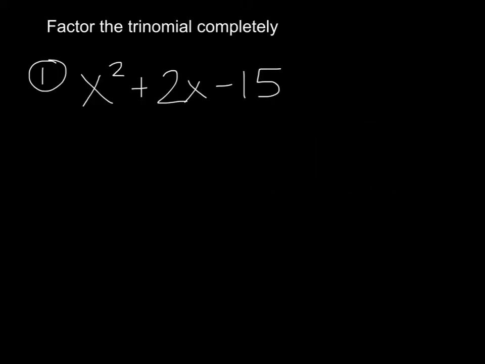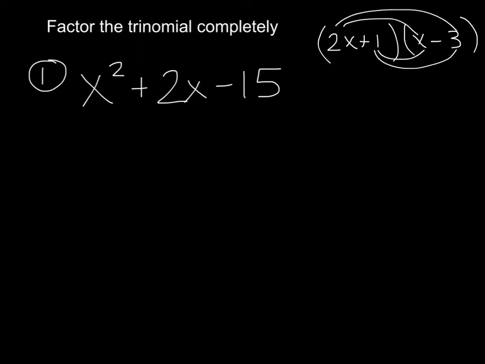Alright, so what we want to do here is factor the trinomial completely. If you think back to the last unit, we were sometimes given two parentheses, maybe 2x plus 1 and x minus 3, and we distributed and multiplied it all together to get something in the end that looked like this. Now we're going to go backwards: we start with this and work our way to something like this.